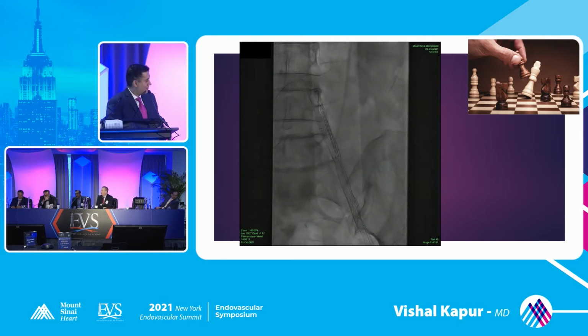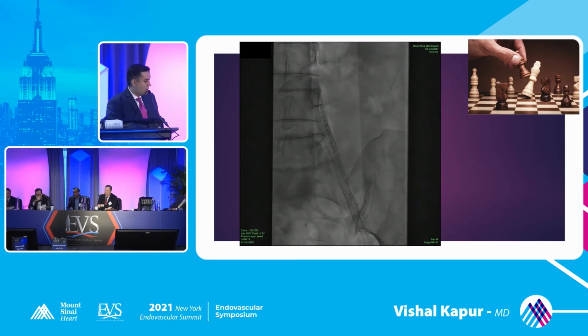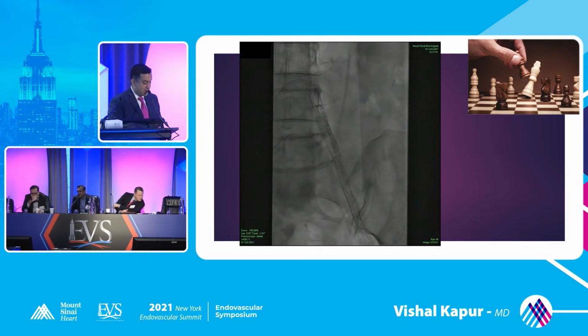But you can expect a penumbra. It's not wrong to try the penumbra, but you can expect it to not work because it's going to be either chronic thrombus or fibrosis on the side of the stent. No, the problem is I stripped my covered stent.